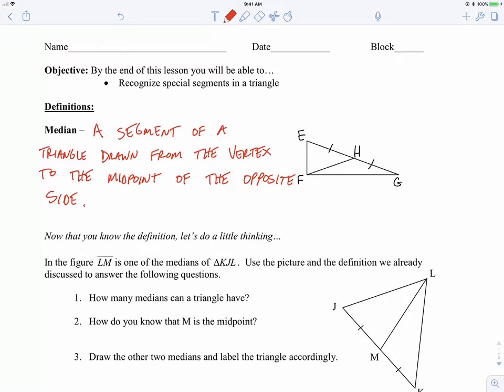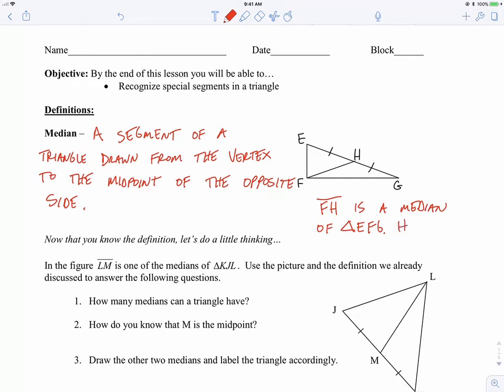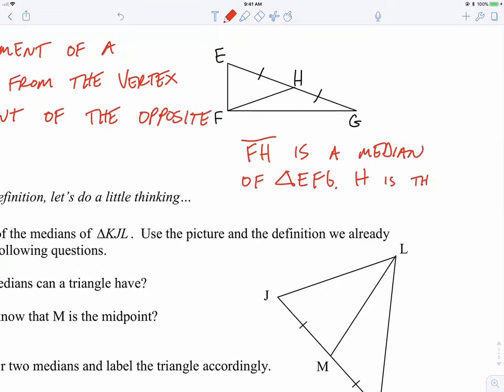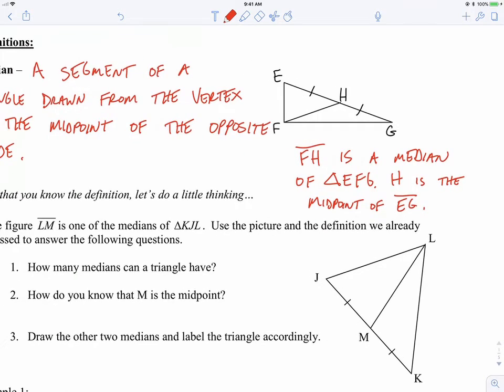So, FH, and this would be an example over here, segment FH is a median of triangle EFG because H is the midpoint of segment EG. All right, so FH here, that's the median of the triangle because it's drawn from a vertex and it splits the opposite side into two equal parts or two equal lengths.